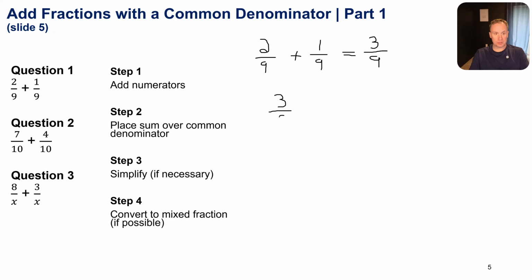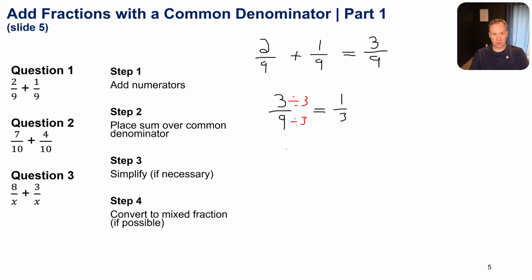Now I'm able to actually simplify this, right? A common factor that goes into both 3 and 9 is that common factor of 3. So I can divide 3 here and 3 here. And what I end up getting is 3 divided by 3 is 1. 9 divided by 3 is 3.